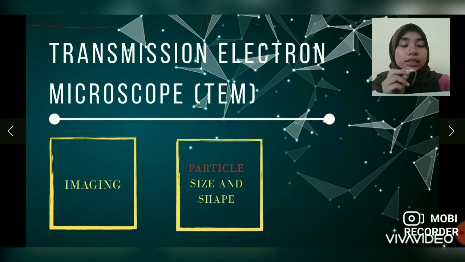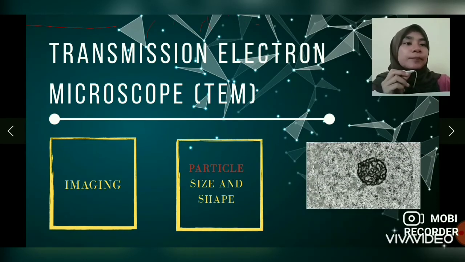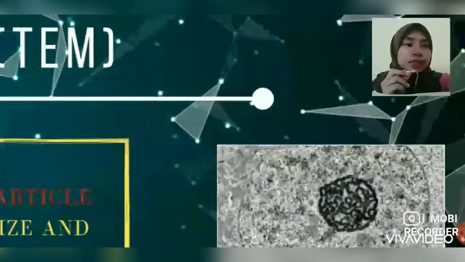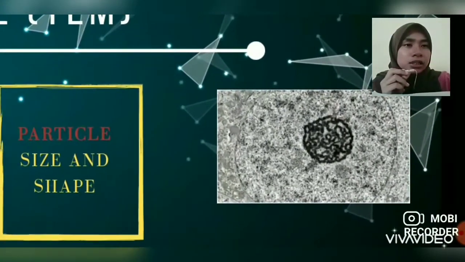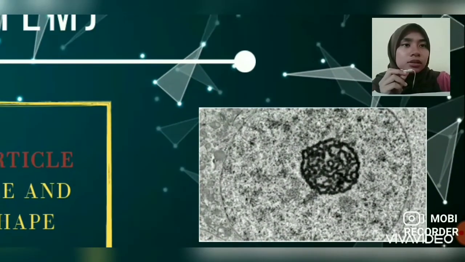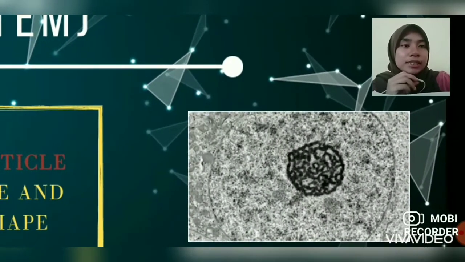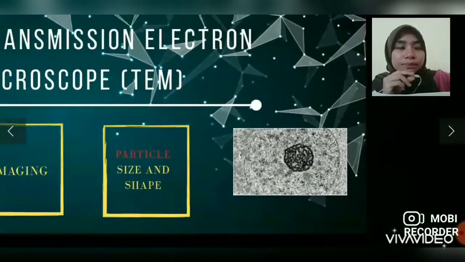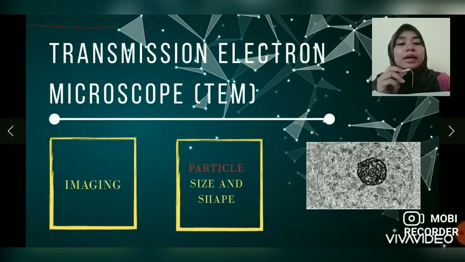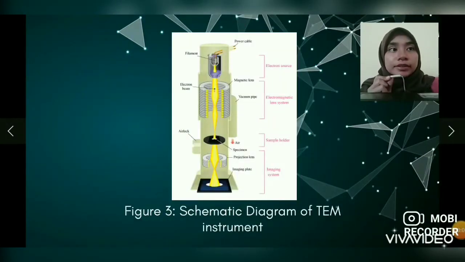Why do I highlight the particle? Because, as I said before, TEM requires very thin and small specimens. This is the example. As you can see, the sample or the particle is clearly seen under the microscope. And why must the specimens be very thin? So that the electrons are able to pass through the sample. Okay, to the next slide.